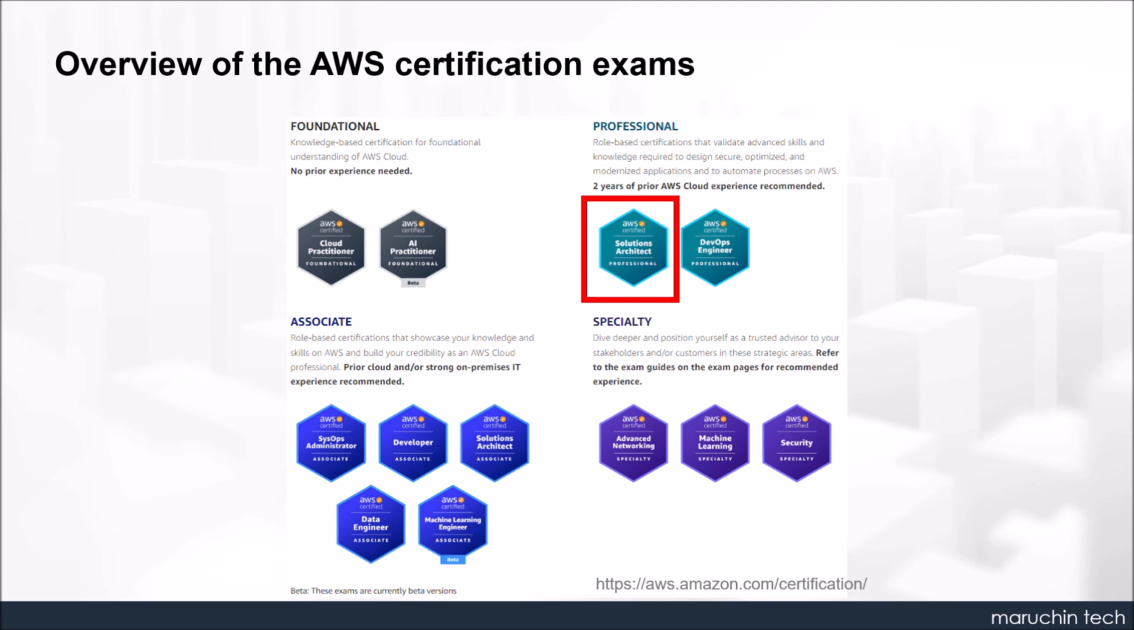In addition, AWS also offers specialty certifications in advanced networking, machine learning, and security. And there were major changes made to the lineup this year. The database and data analytics exams were discontinued, and the new Data Engineer Associate certification was added. Furthermore, the AI Practitioner and the Machine Learning Engineer Associate were added. It's expected that AWS will continue to add or discontinue certifications to align with industry trends.